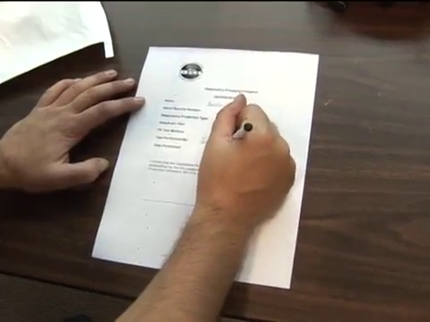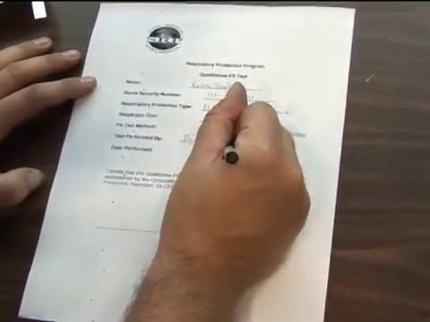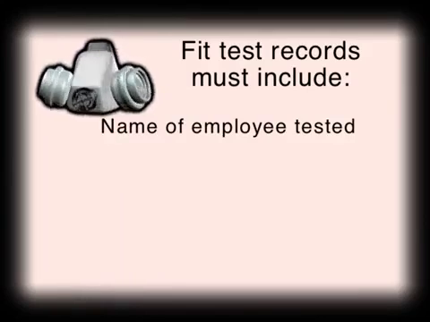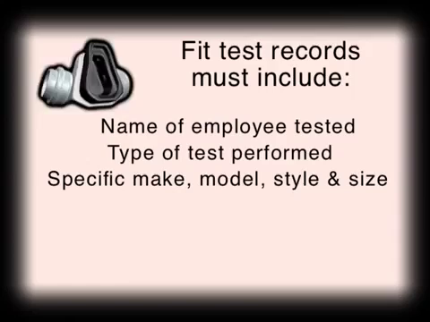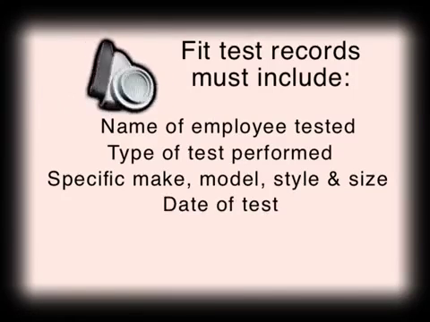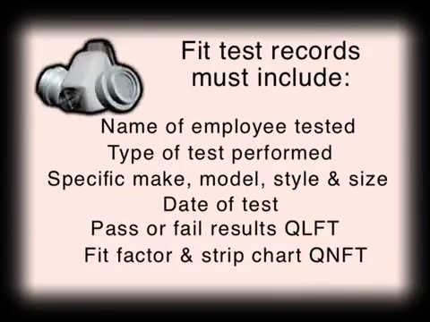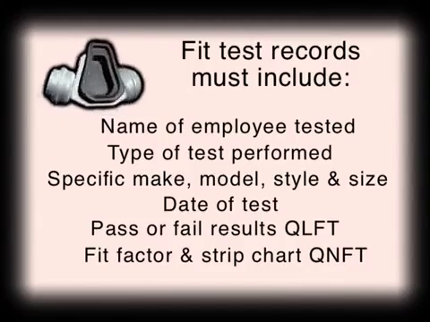A record of the fit test must be retained until the next test is administered. It is recommended, however, to retain all fit testing records. The record must include name of employee tested, type of test performed, specific make, model, style, and size of respirator tested, date of test, the pass or fail results for QLFTs, or the fit factor and strip chart recording or other recording of the test results for QNFTs.